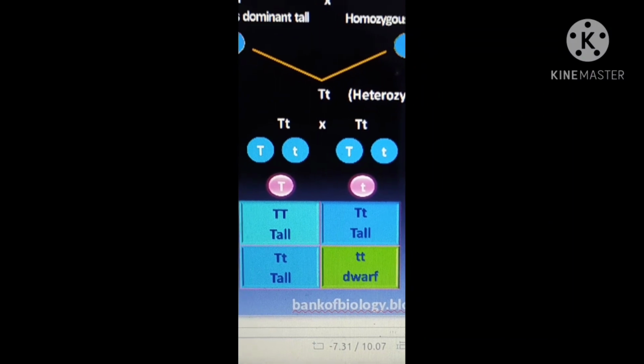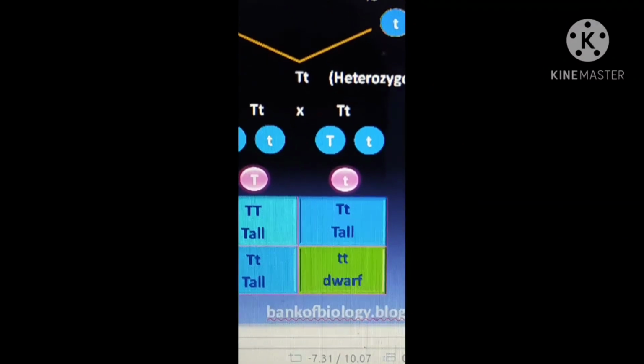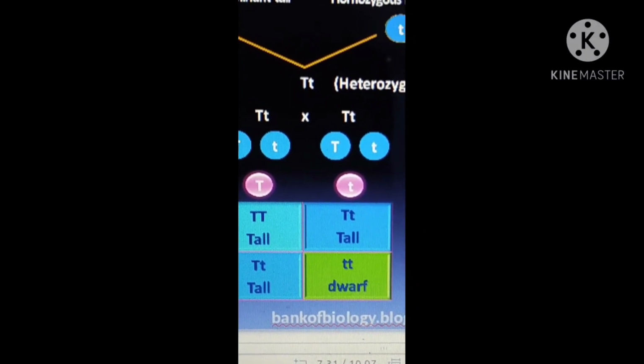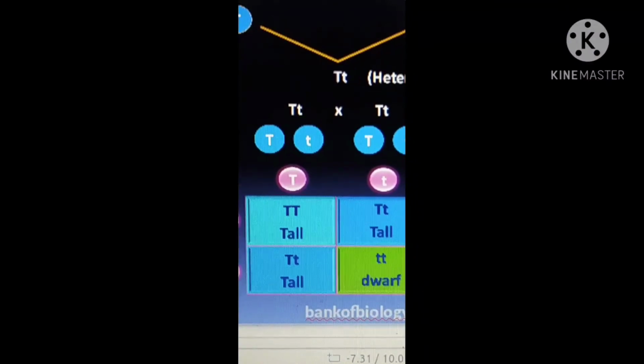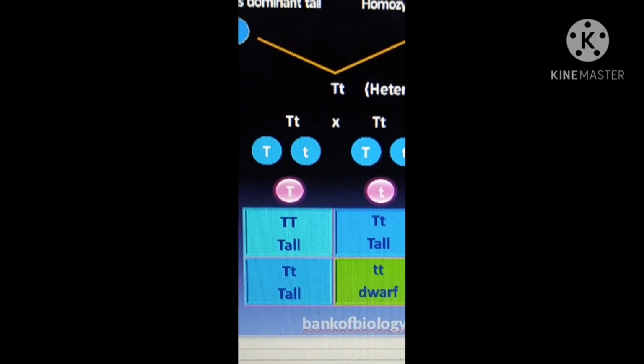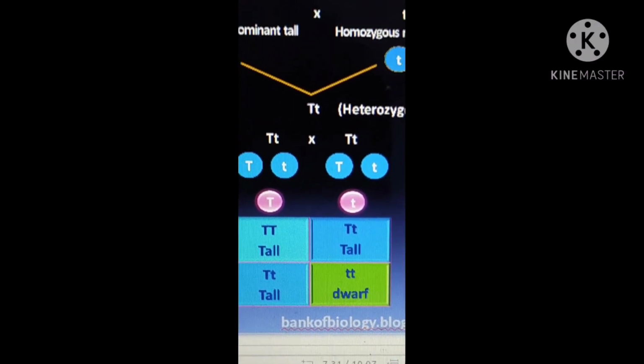And what is the phenotype of the third plant? Phenotype tall, genotype capital T, small t. And what is the phenotype of the fourth, last plant in the green color box? Dwarf, genotype small t, small t. Clear? Physical appearance, how it appears, is the phenotype. Genes, the genetic constitution, is the genotype. Tallness is the phenotype, capital T capital T is the genotype. Tallness is the phenotype, capital T small t is the genotype. In the case of dwarf plants, dwarfness is the phenotype and small t small t is the genotype.